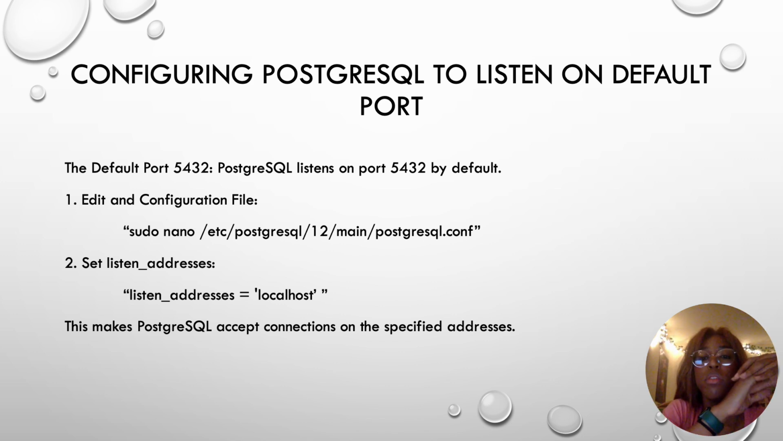So, configuring PostgreSQL to listen on the default port. The default port is 5432. PostgreSQL listens on port 5432. You can edit and configure the file to make sure by using sudo nano, and then there's the file name here. And in step 2, you would say listen_addresses = 'localhost'. This makes PostgreSQL accept connections on the specified addresses that you have.